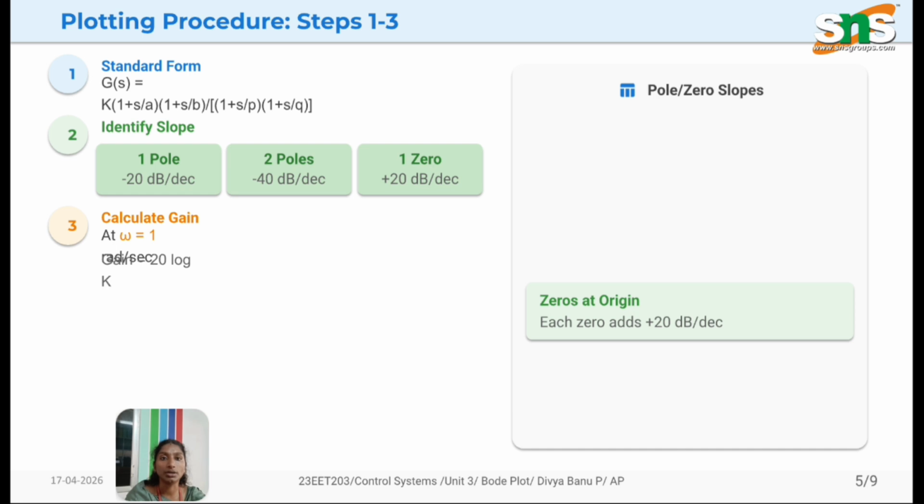If we have s in the numerator, we have a slope of plus 20, whereas s in the denominator gives a slope of minus 20. When we have s squared in the numerator, it will be plus 40, and s squared in the denominator gives minus 40 dB. Using these values, we first fill the table of the magnitude plot, and then calculate the gain values at omega equal to corner frequency 1, 2, and at higher and lower frequencies. After calculating this, we go with the plotting in the semi-log sheet.